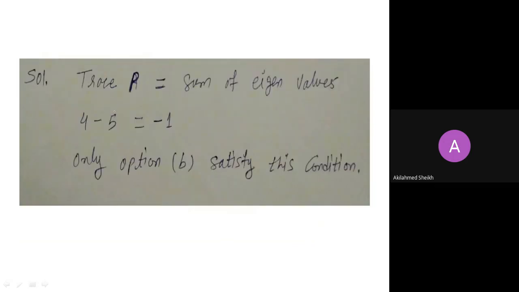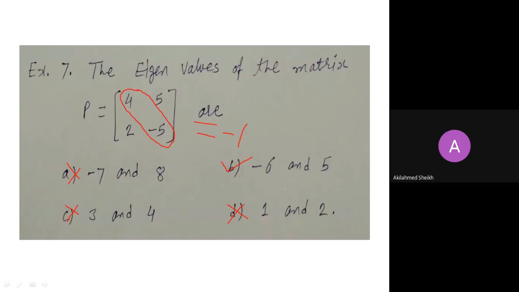Trace of P is equal to the sum of eigenvalues. Here trace is nothing but the diagonal elements. 4 minus 5, which is equal to minus 1. And from the options we observe that minus 1 is option B. So option B is the correct answer.